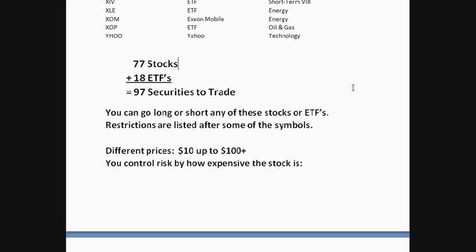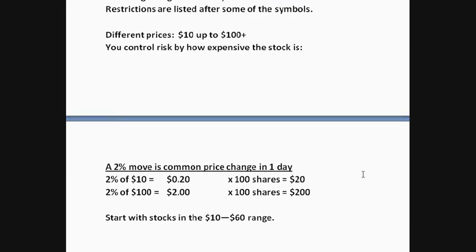Now, there's a huge difference on how much risk you're taking if it's a $10 stock or a $100 stock. Now, we have stock prices that are all over the board. We've got some that are around $10 a share, and we've got some that are over $100 a share. We even trade Tesla, which is over $300 a share. So if a stock moves 1 or 2% a day, then obviously 2% is a lot bigger for a $100 stock than it is for a $10 stock.